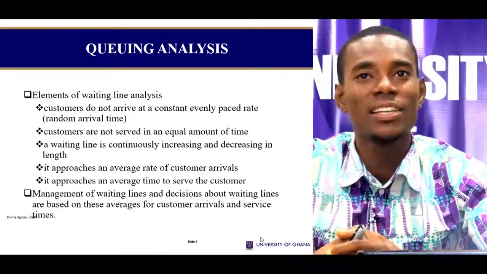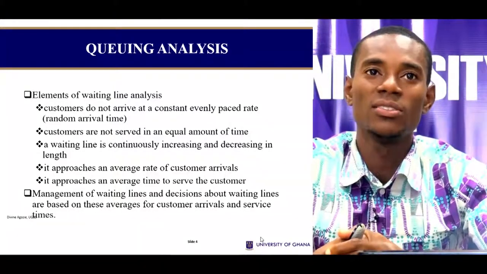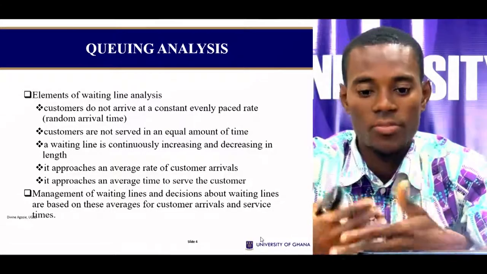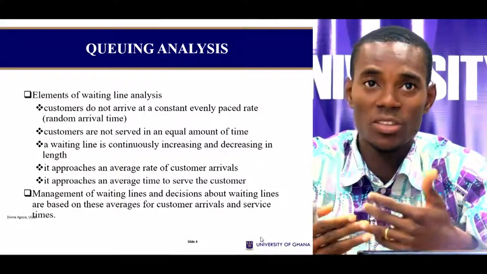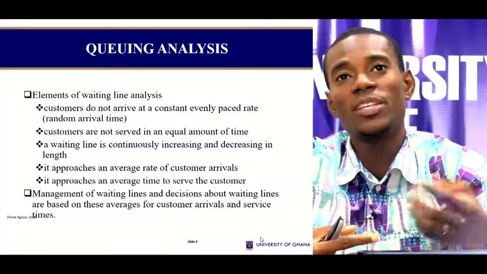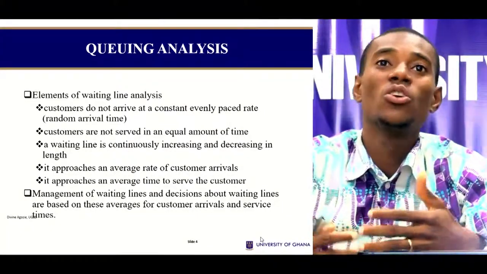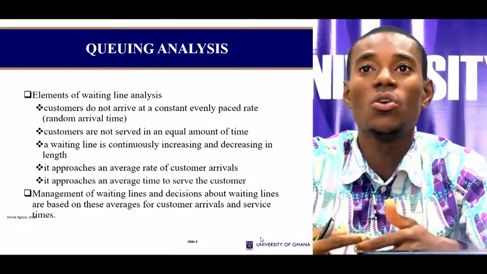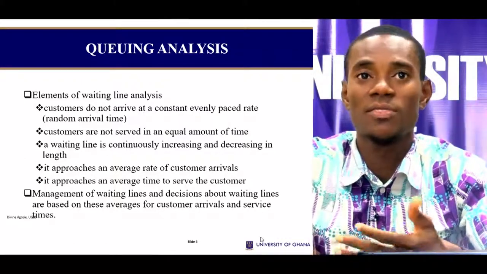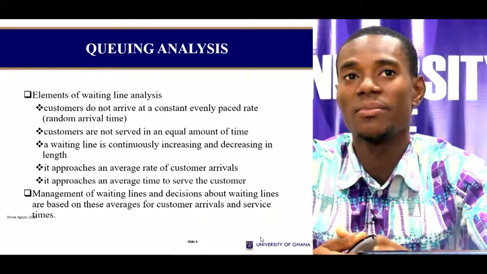Now, a waiting line is continually increasing and decreasing in length. So, it is possible, depending on the relationship between the rate at which people come in and the rate at which customers are served, your waiting line could be continuously increasing, or it could also be decreasing, and we'll understand that one later.